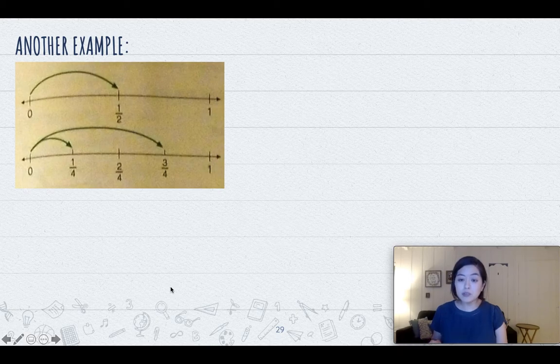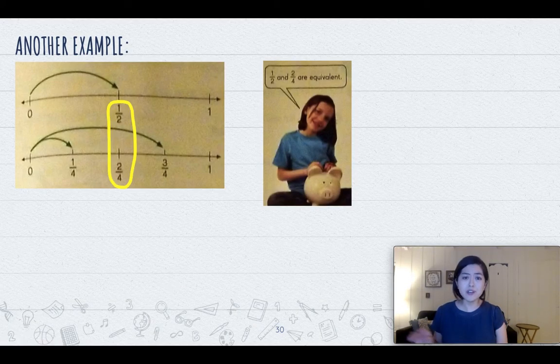Now, on a number line, we know that 1/2 and 2/4 are equivalent because the number lines represent the same whole and the fractions are vertical. They're stacked on top of one another. So we see that these are equivalent.